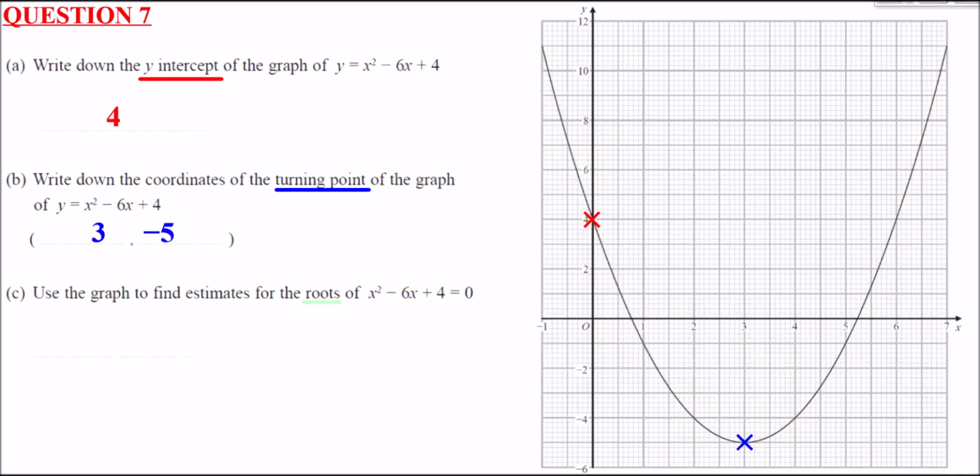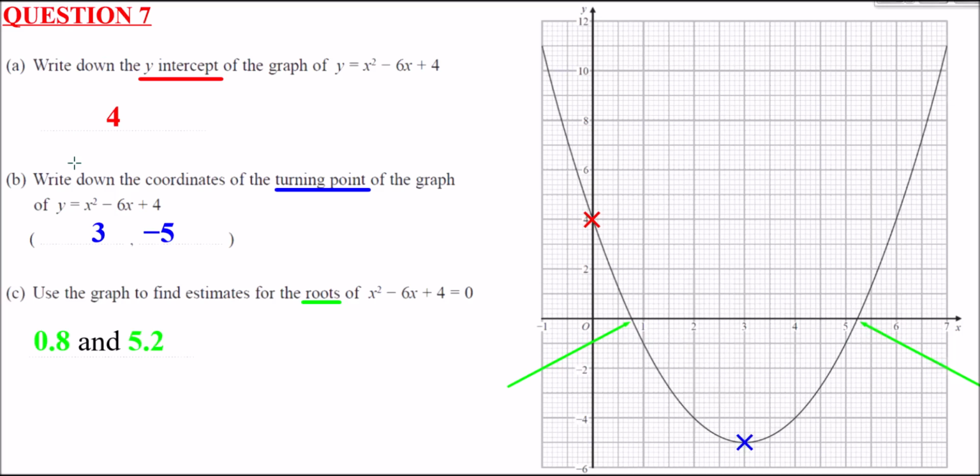And so if I just use green lines to emphasize the roots, where these green arrows are pointing, be as accurate as you can. I make this one about 0.8 and this one over here to be 5.2. So the roots are 0.8 and 5.2.